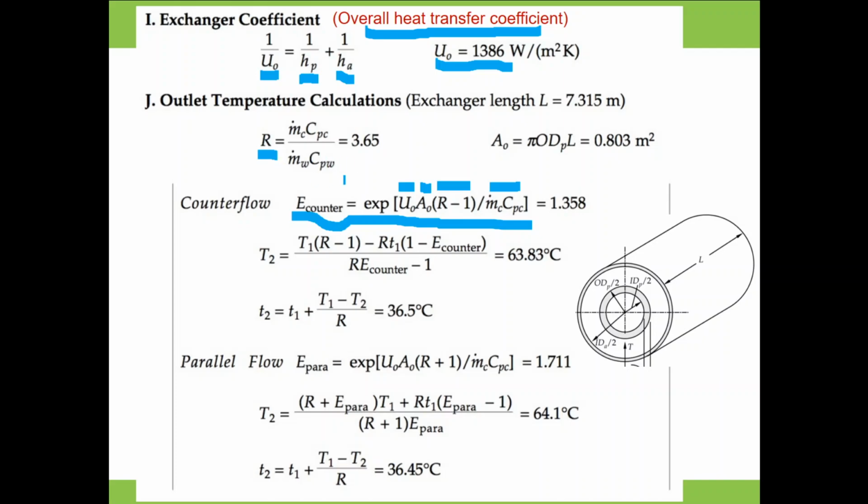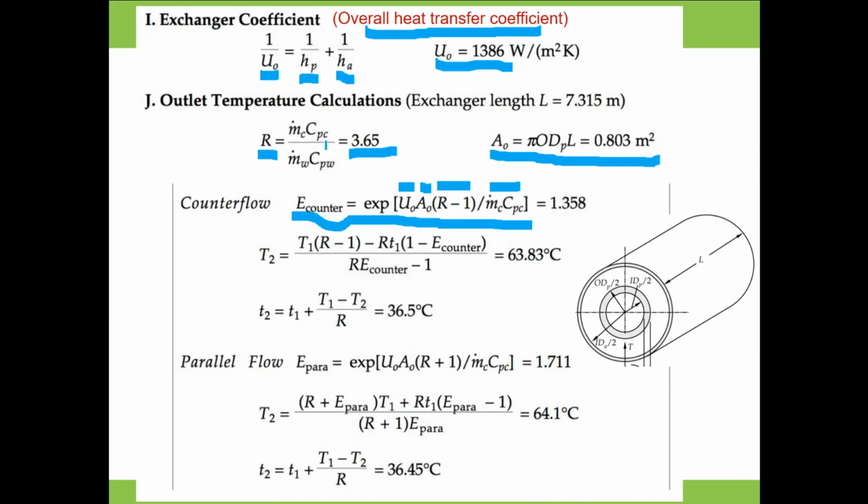So we calculate the R, which comes out to be 3.65, and then we calculate the area subjected to heat transfer. The area subjected to the heat transfer is the outer wall area of the inner pipe. The outer wall area of the inner pipe along the length of the heat exchanger is pi ODP multiplied by L, which comes out to be 0.803 meter square.